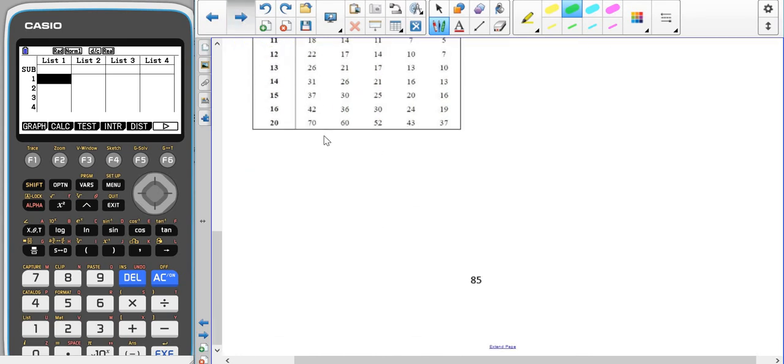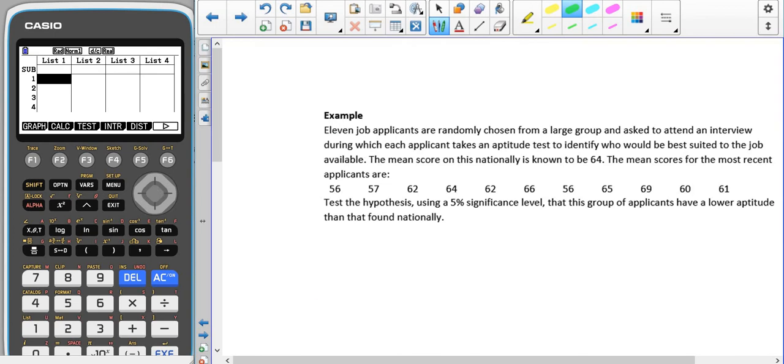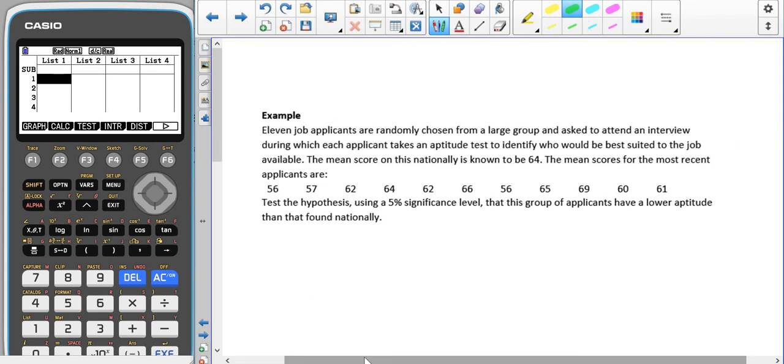So we're going to have a look at a one-tail test to begin with. So here we have 11 job applicants randomly chosen from a large group and asked to attend an interview, during which each applicant takes an aptitude test to identify who would be best suited for the job available. The mean score nationally is known to be 64. The mean scores for the most recent applicants are here. Test the hypothesis using a 5% significance level that the group of applicants have a lower aptitude than found nationally.